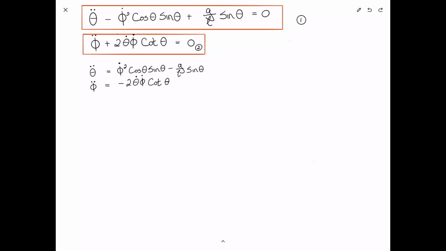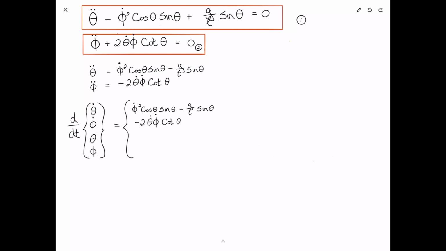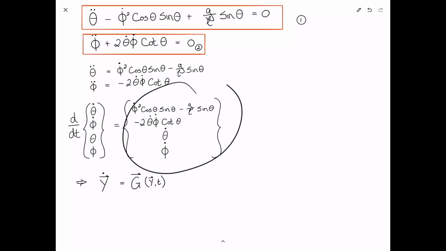And now to write it in state space form, we come up with a state vector that looks like theta dot, phi dot, theta and phi. And we can just plug this in with the velocities in the lower two elements. And that is just the same equation written in state space form. And we could rewrite that in general as y dot is equal to some function g, where g is equal to this vector on the right. Okay, that's going to become important later when we implement this.